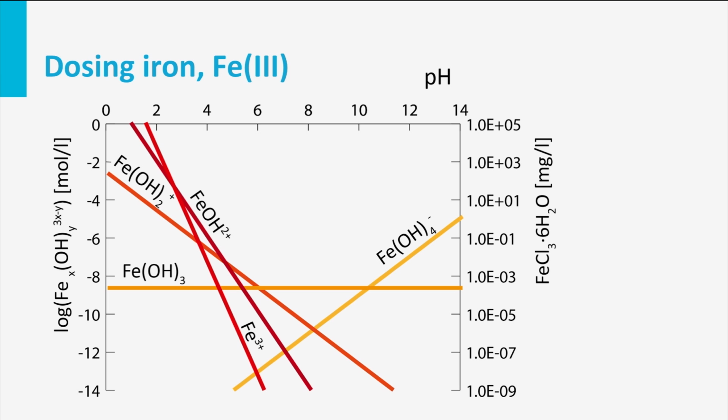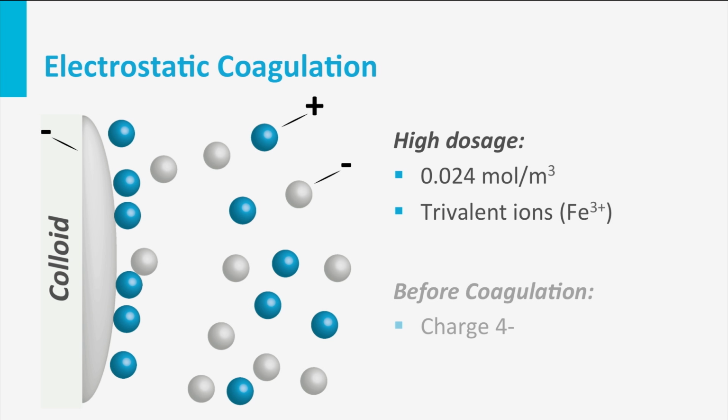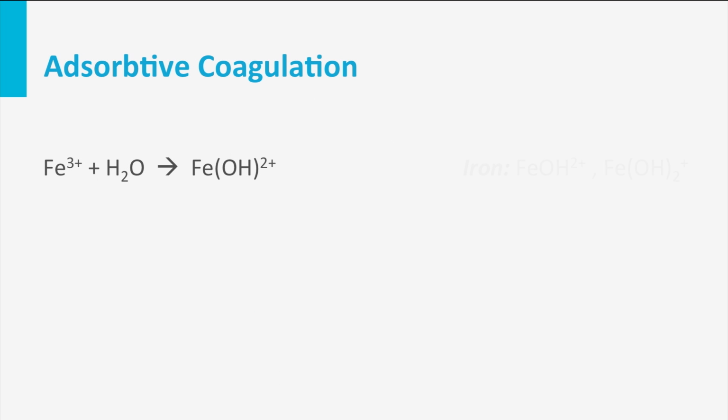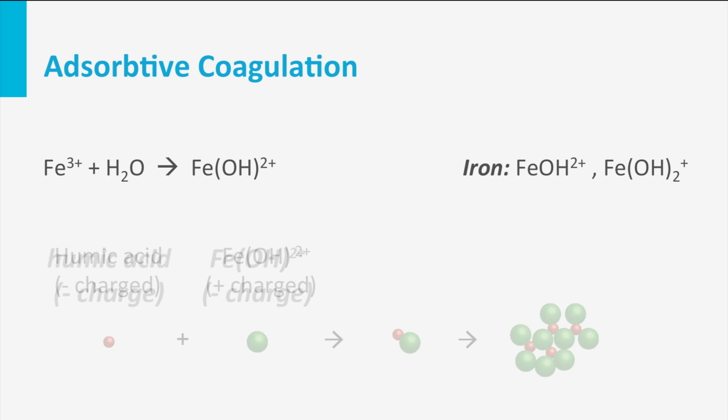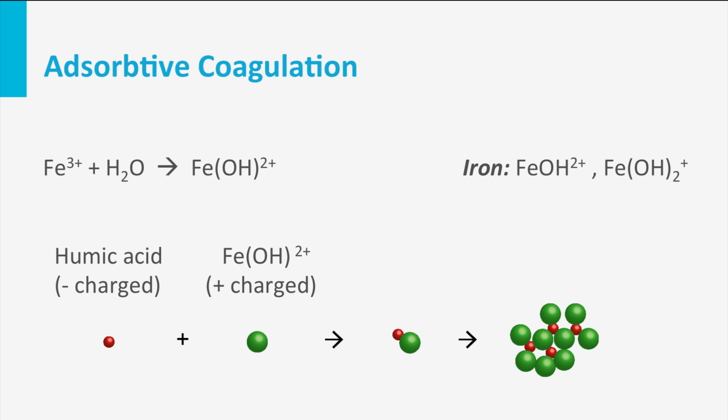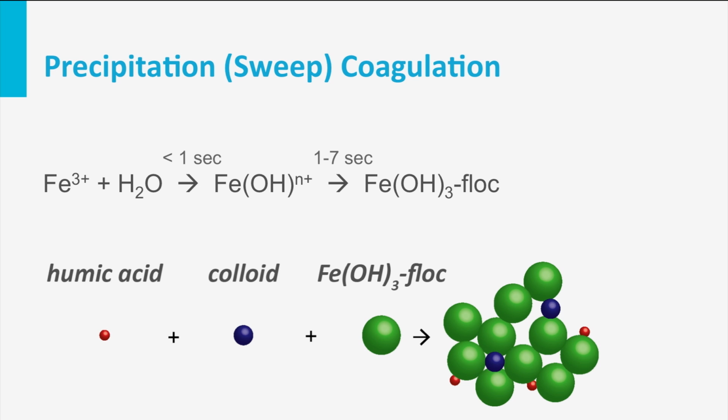When, for example, iron 3 chloride is dosed, different species of iron ions are formed in the water, depending on the pH. With low pH, mainly positively charged ions are formed, and at neutral pH, mainly ferric hydroxide is formed. The positive ions can destabilize the particles by so-called electrostatic coagulation, but normally the dosage must be high to have an effect. At low pH, the positive ferric hydroxide ions can be absorbed onto humic acid molecules, thus forming flocs. Finally, ferric hydroxide can precipitate, forming large meshes that can capture turbidity-causing particles, so-called sweep coagulation.